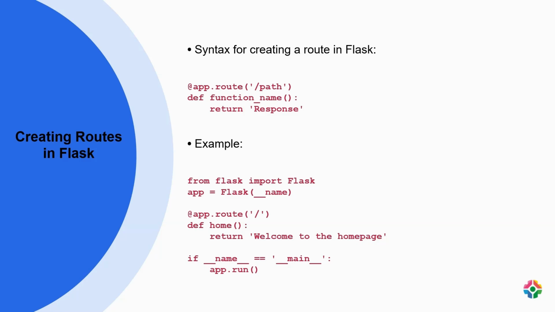This is achieved by the following Flask code. Python: from flask import Flask, app = Flask(__name__), @app.route('/'), def home, return "Welcome to the home page", if __name__ == '__main__': app.run(). In this example, when the Flask application is run and a user navigates to the home page, the route @app.route('/') matches the URL path and the home function is executed, returning the message "Welcome to the home page" to the user's browser.